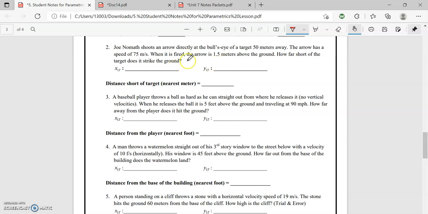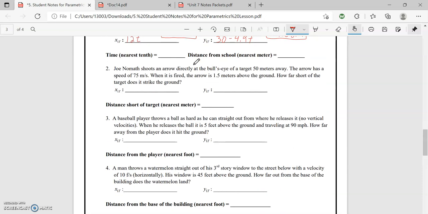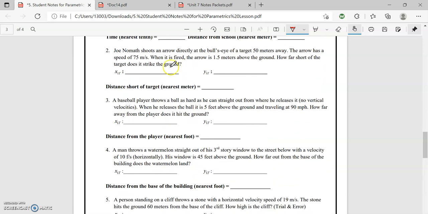What's going to happen is you're going to solve for t first, just like you did in question 1. You're going to plug that t into the x equation, because you solved the y equation to find t. You're going to plug it into the x. You're going to find how far it traveled in the x direction. But you're not going to box that in as your answer.